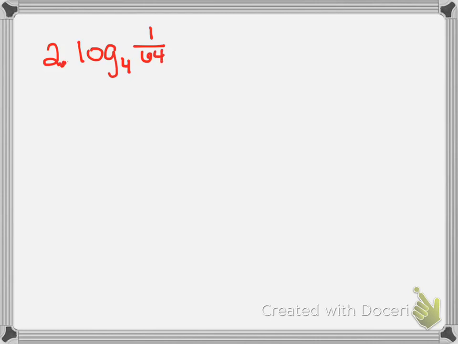Now, technically, I can evaluate this without using any log properties at all, but I do want to show you how you can also use your log properties. So, using the same method we did in the previous problem, we do have division going on inside of this log, so we could separate them into two separate logs. So we would have log base 4 of 1 minus log base 4 of 64.